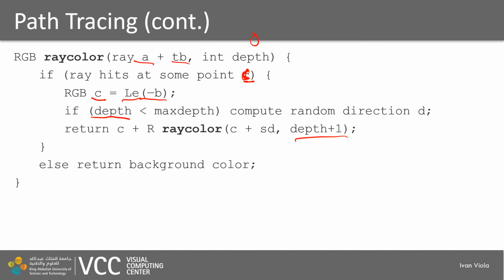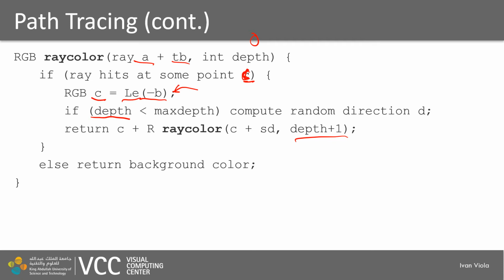And during this bouncing, we do hope that we will be bouncing into the light source so that we can calculate the emitting radiance value and then illuminate by that the surfaces along the bouncing path and eventually towards the eye.